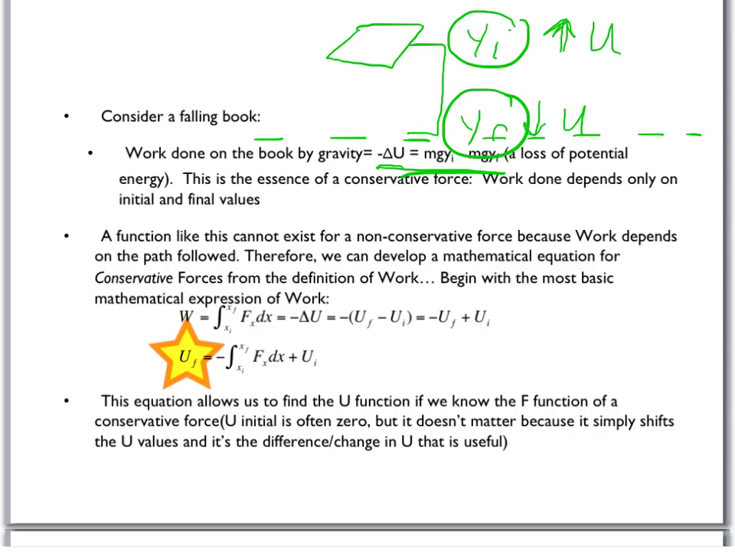Now, when we look at these conservative forces, we can develop a mathematical equation for conservative forces from this definition of work. So we'll begin with the most basic mathematical expression for work being the integral of that force. Since we said that this work was equal to negative delta U, that means that the integral of the force with respect to position can be set equal to negative delta U, or negative Uf plus Ui. Now, simply rearranging this, we get Uf equal to a negative integral from xi to xf of F of x dx plus the initial potential energy.